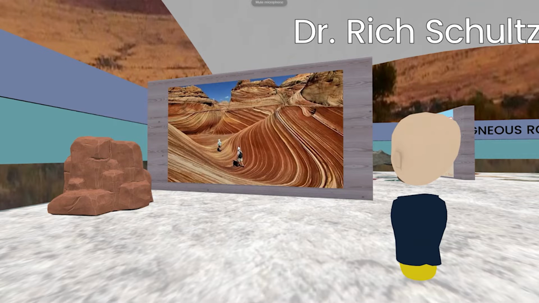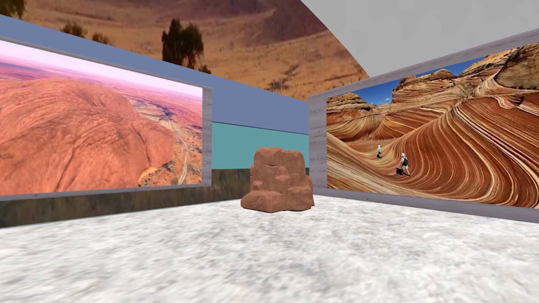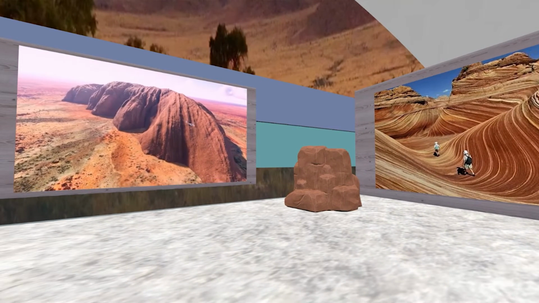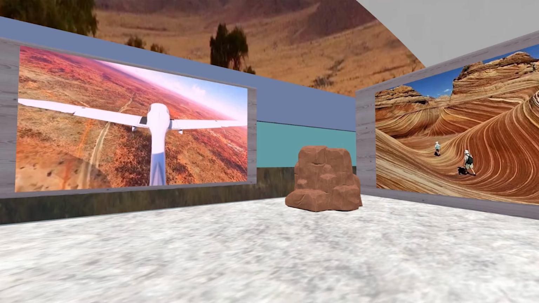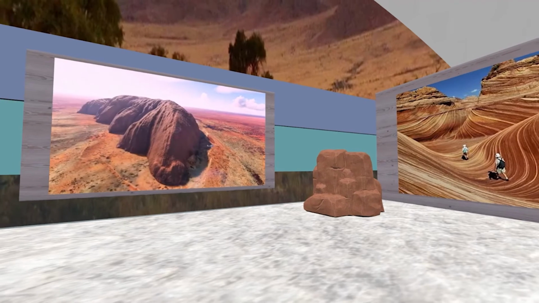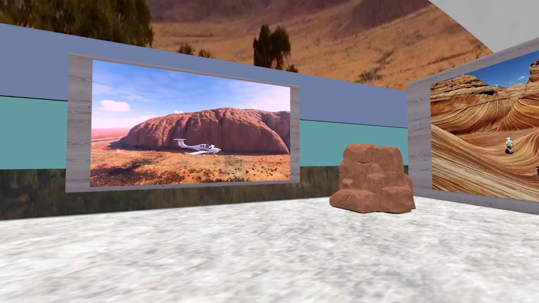That's amazing. So if we look at Uluru, as I think you mentioned it as a sandstone megalith, how does the picture on the right relate to Uluru as a sandstone rock?